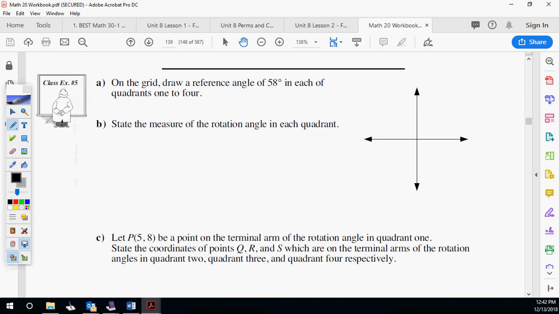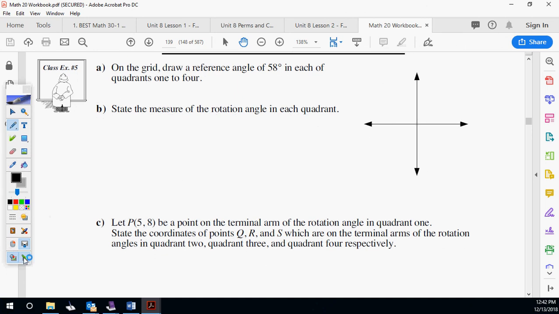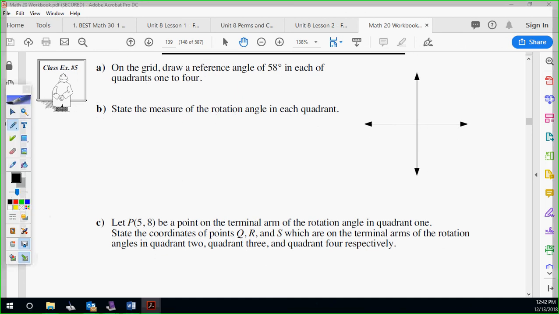Example 5. On the grid, draw a reference angle of 58 in each of the 4 quadrants. This is the interesting part. So we're going to draw 58 in all 4 quadrants. I'm roughly going to do that. 58, we'll say, is right about there, right about there, right about there, and right about there. So we'll say these are all 58s for reference angles.